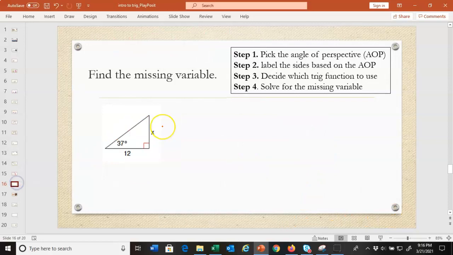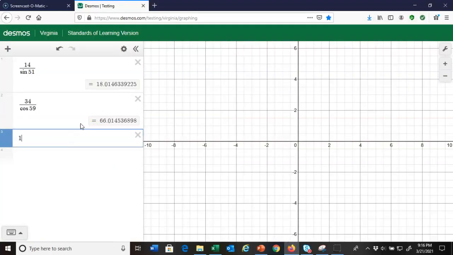Okay, let's do another one. The steps are the same. We're going to pick an angle of perspective. You can literally pick whichever one you want except for 90, right? So you want to change it up this time? Let's pick the angle we don't know. And let's find it real quick. We're going to do 180 minus the other two, 37 and 90.